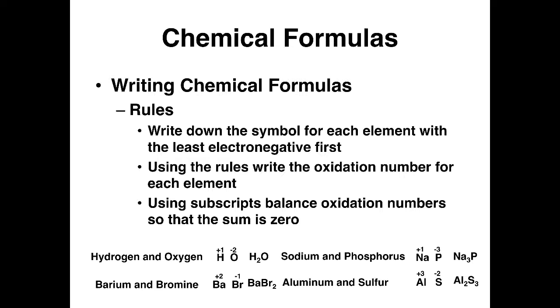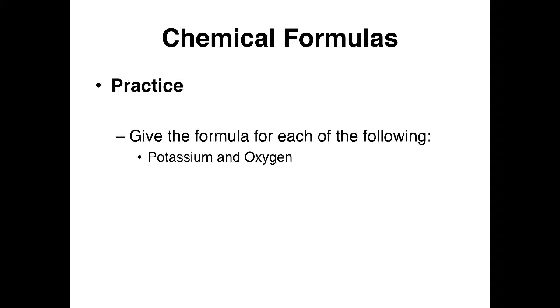Sodium is a plus 1. Phosphorus is a 5A element, minus 3. So you have to multiply the sodium times 3 in order to get a 0 sum. And then the last, aluminum is a plus 3. It's a 3A element. Sulfur is a minus 2. The least common multiple between those two is 6. 3 goes into 6 2 times, so it's 2 aluminums. And 2 goes into 6 3 times, it's 3 sulfurs. So let's look at some practice here.